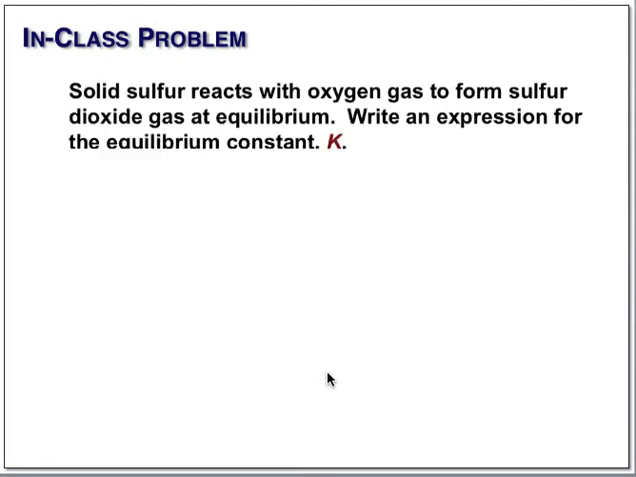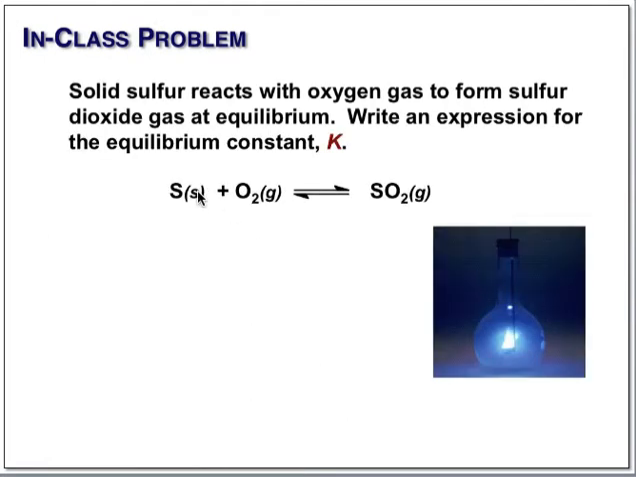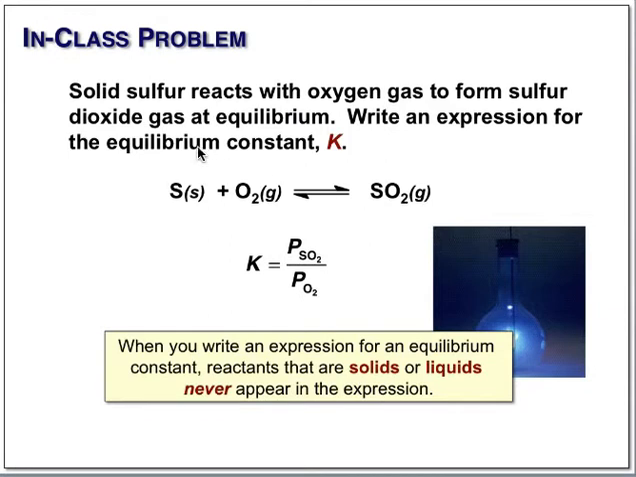Let's look at a couple quick examples. Solid sulfur plus oxygen give sulfur dioxide at equilibrium. Again, we're going to ignore the solid sulfur. Our equilibrium constant is simply products over reactants.